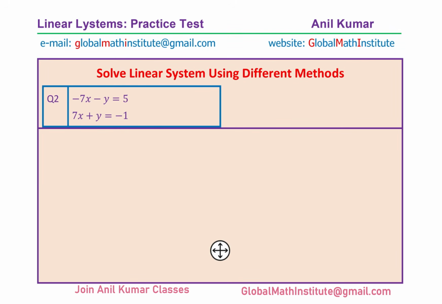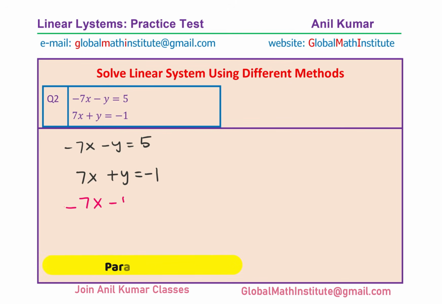Second question here is minus 7x minus y equals 5. And the other one is 7x plus y equals minus 1. Well, if I multiply the second equation by negative, what do you see? You see minus 7x minus y equals plus 1. Do you see these two equations? They are similar, right? So they have the same slope, right?